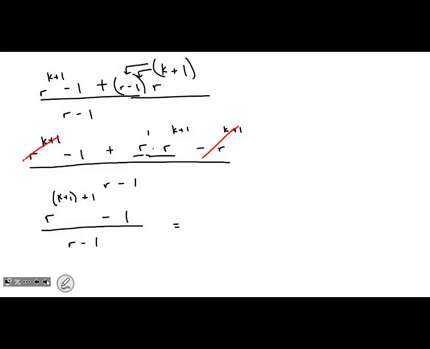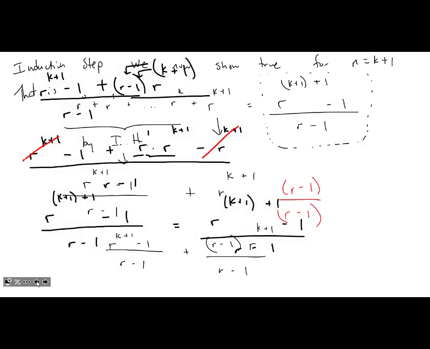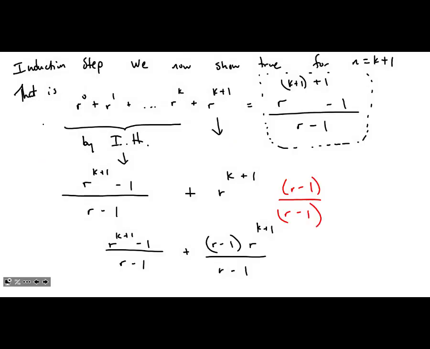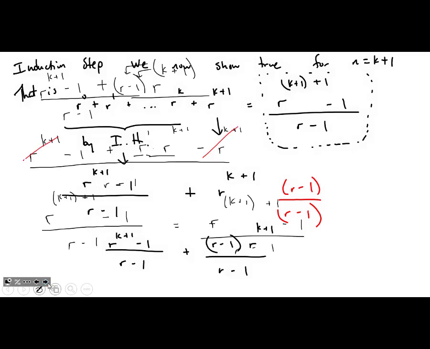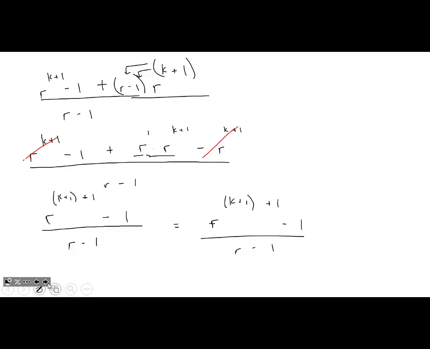Okay. This then becomes r to the k plus 1 minus 1 over r minus 1. And if I recall, is that what we wanted to show? It is. I wanted to show that all of this sums to r to the k plus 1 minus 1 over r minus 1. So this proves the desired result.